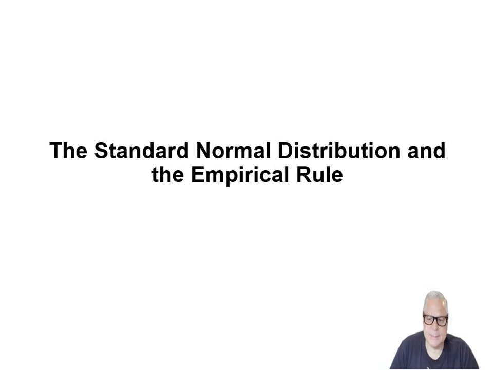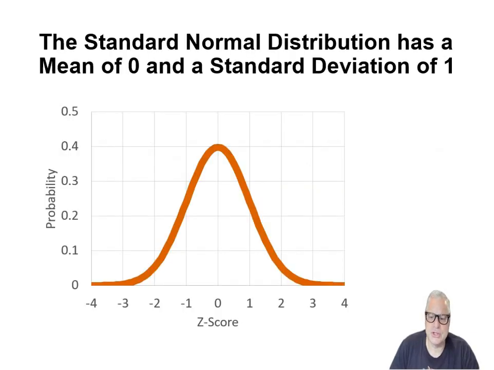Okay, let's take a closer look at the standard normal distribution and specifically the so-called empirical rule. So this is generally what a normal distribution looks like, and specifically this is a standard normal distribution, and a standard normal distribution has a mean of 0 and a standard deviation of 1. And it looks bell-shaped, and it's probably the bell-shapedness for which it is famous.